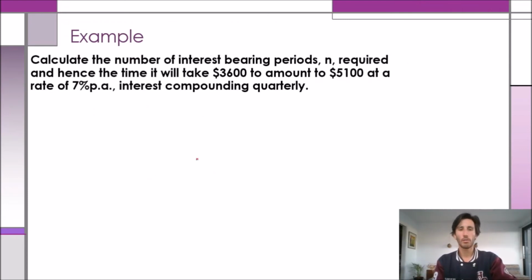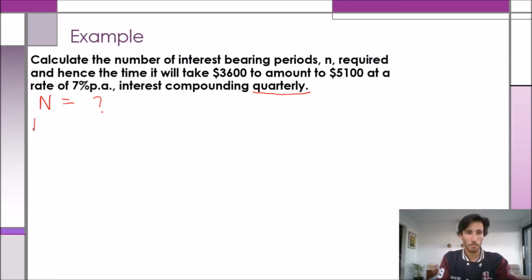Now, calculate the number of interest-bearing periods, n, required, and hence the time it'll take, 3,600, to amount to 5,100 at a rate of 7% per annum, interest compounding quarterly. Okay, so we're going to do this one a little bit different. We're going to use Finance Solver for this one. So let's write down all of our values. N is the number of compounding periods, and this is the thing that we're trying to find. So we leave a question mark there.